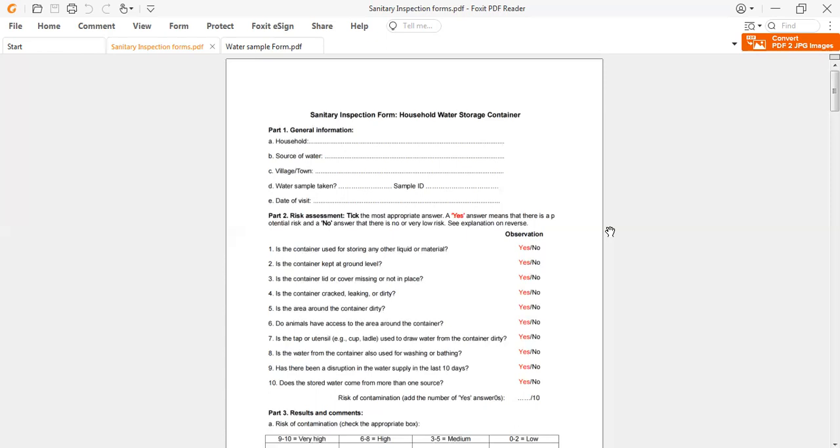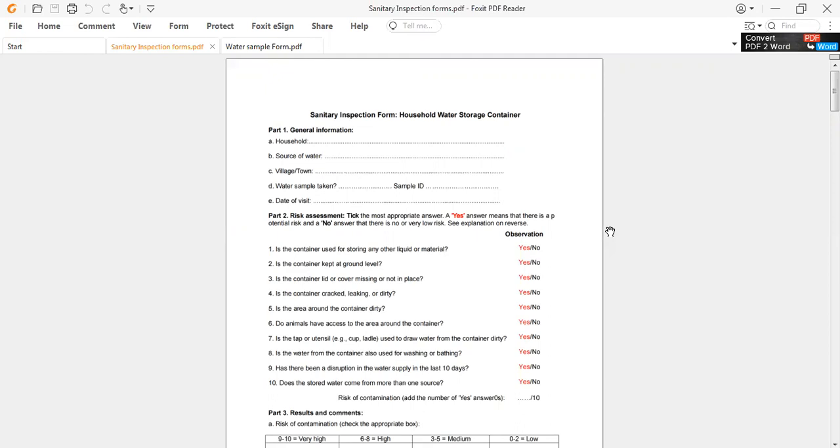Is the tap or utensil, e.g. cup, ladle, used to draw water from the container dirty? If it's a big container, then you can think of the fact that maybe children come around and make the cup fall down and keep it back, and adults come and take that same cup to get water from that container, and that's already a means of contamination. So definitely it will be yes.